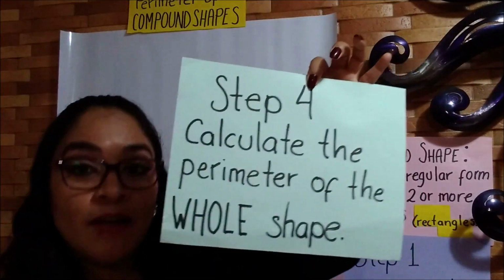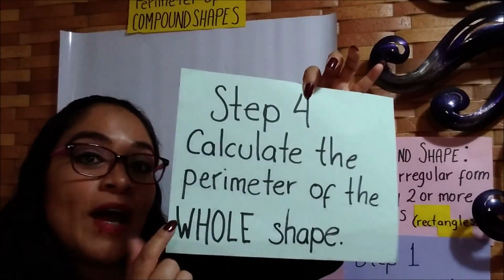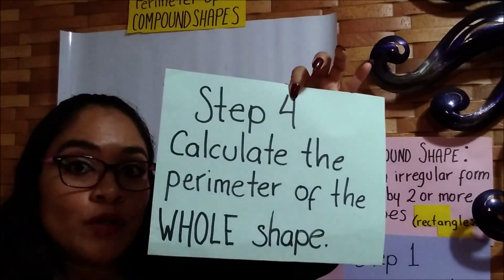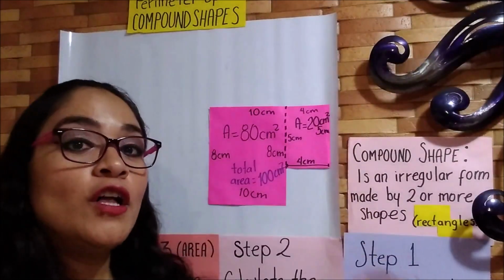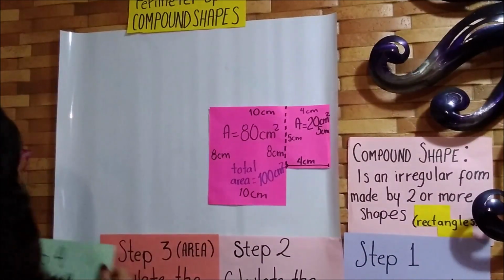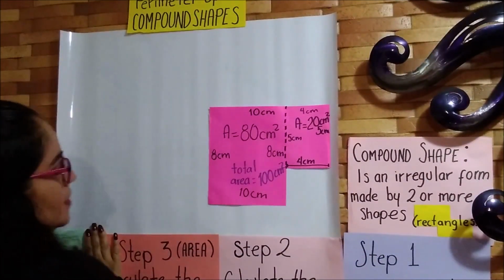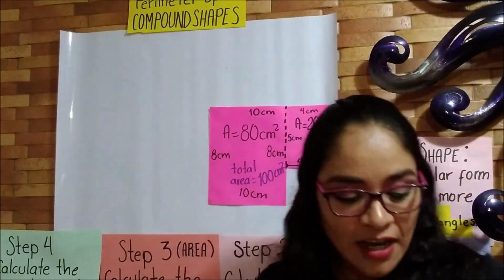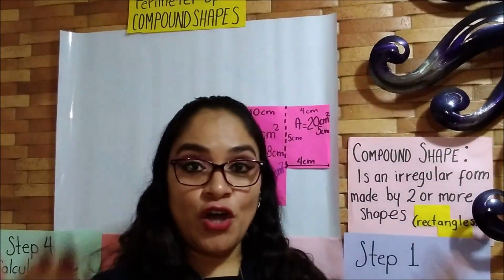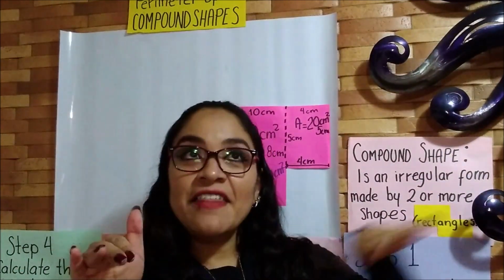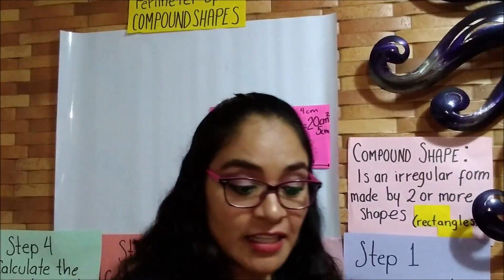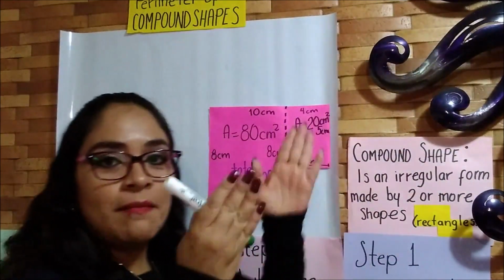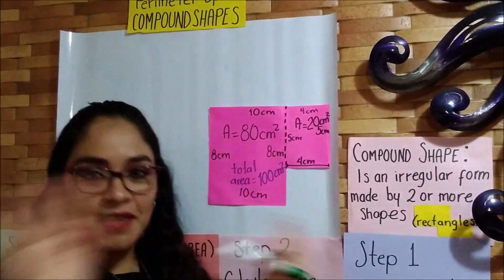Now it's time for our step 4, that is exclusive for the perimeter. We need to calculate the perimeter. Look at this keyword, whole shape, of the whole shape. In this, we won't consider 2 rectangles because we're just going to add all the boundaries, all right? So we don't need to divide and add these, nothing.